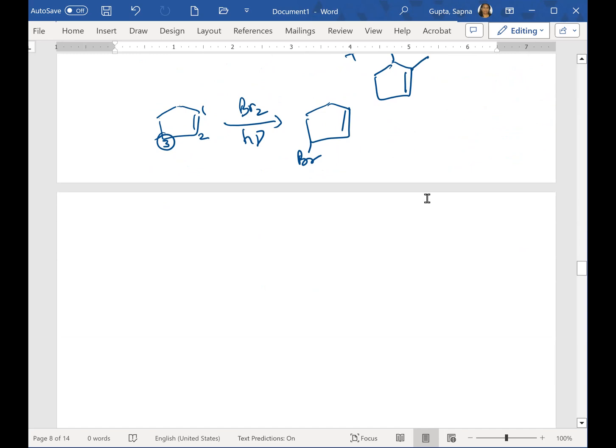Okay, so just a little bit about the mechanism. I want to cover the mechanism over here so you understand how this is working. So now if you react this with the bromine radical, this double bond will react with the radical, and you end up getting a radical here on this carbon. And then you have the Br here.